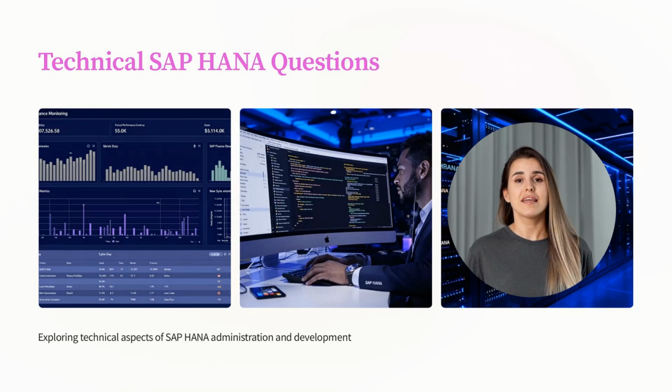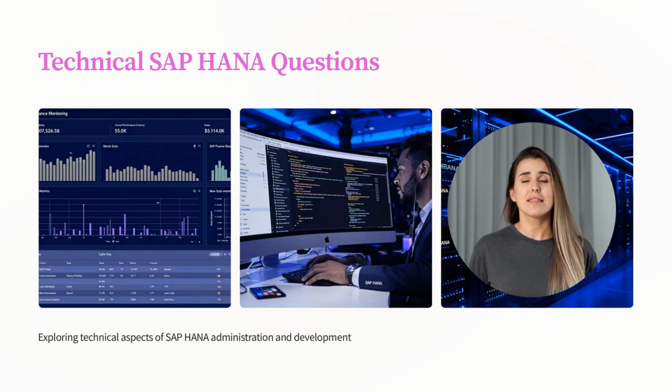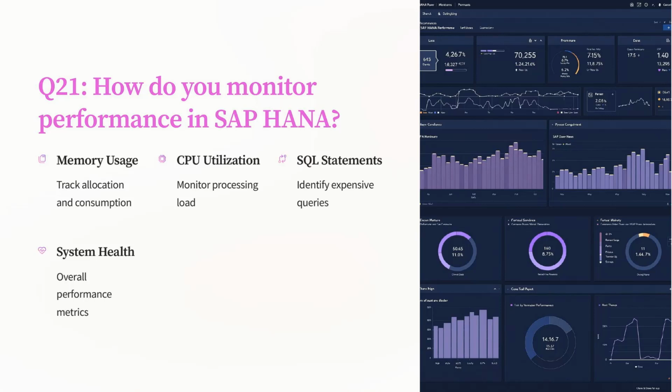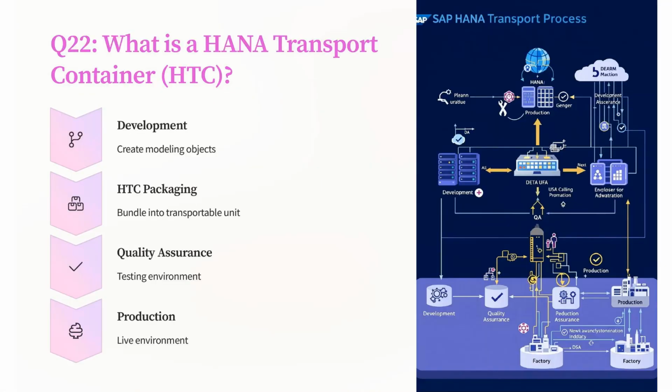And finally, let's dive into the technical side. These last 10 questions will focus on system operations, performance tuning, and real-world technical knowledge that employers look for. 21. How do you monitor performance in SAP HANA? Using SAP HANA Studio, HANA Cockpit, or DB Cockpit to monitor memory usage, CPU utilization, expensive SQL statements, and system health. 22. What is a HANA Transport Container, HTC? HTC is used to bundle HANA modeling objects into a single transportable unit for moving across systems, Dev, QA, Prod.